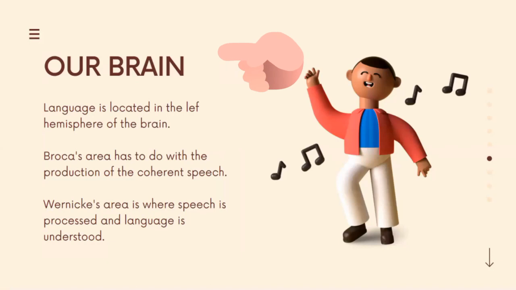The next topic is our brain. Language is located in the left hemisphere of the brain. Let's talk about the Broca's area that has to do with the production of coherent speech, and Wernicke's area, where speech is processed and language is understood. In this topic, we can also see some categories of learning, that is the visual, the auditory, and lastly, the reading and writing. Of course, as we know, the more senses, the better the person is going to learn.